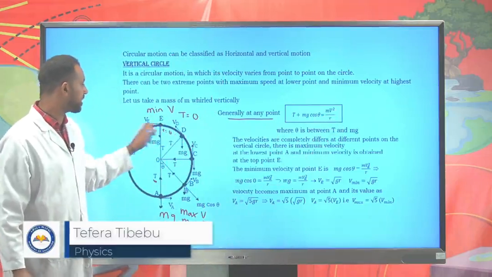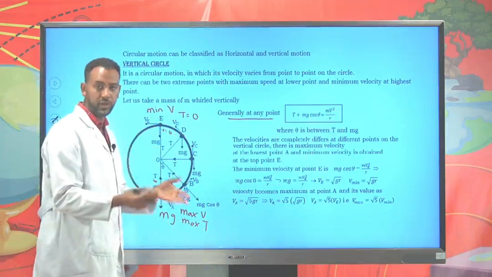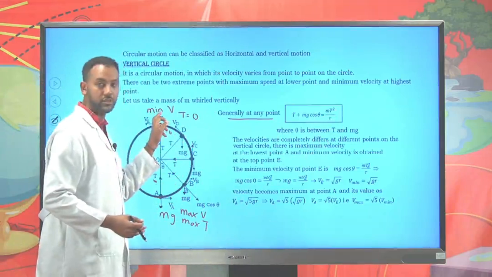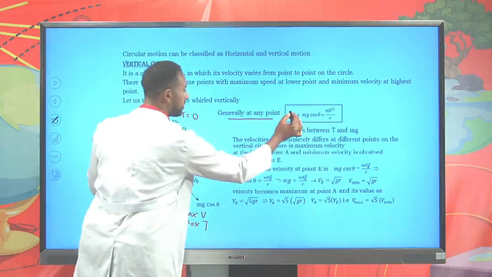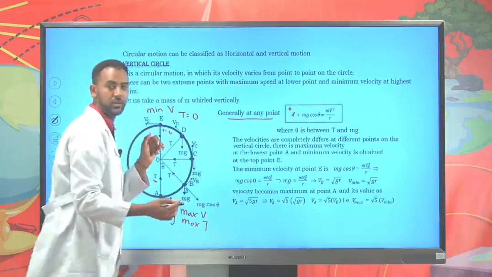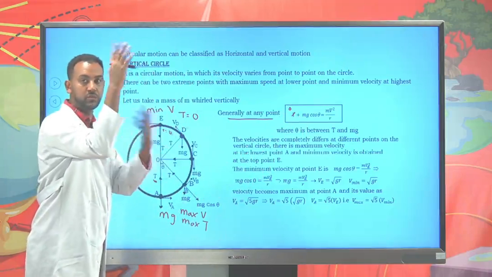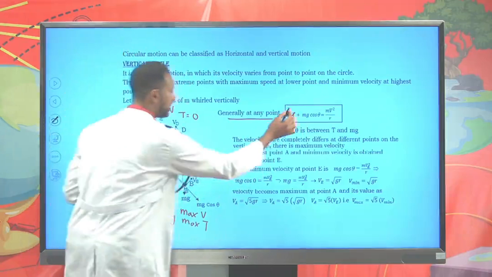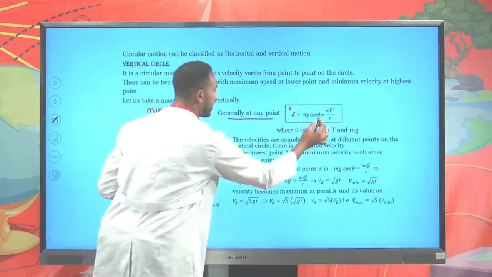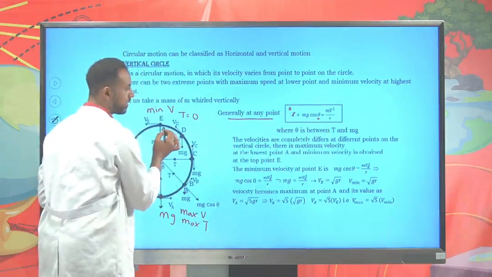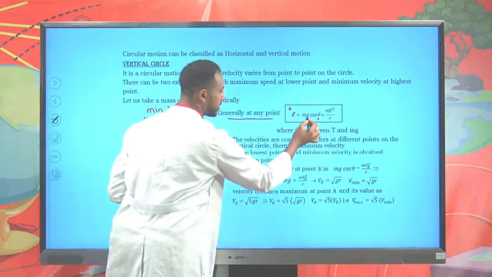For example, at the maximum height, at this point, let's try to determine the velocity that we already mentioned to be the minimum velocity. At this point, at the maximum point, the tension is zero, or negligible. While it moves vertically upward, the tension on the string is somehow zero or negligible. Therefore, T is zero at the top point. And theta, at this point, the angle between the mass and the tension is zero. So cos zero gives us just mg.